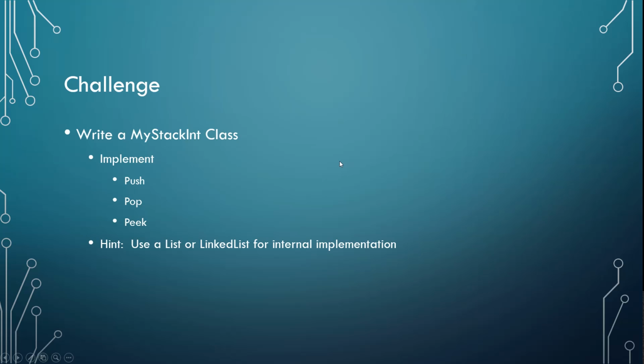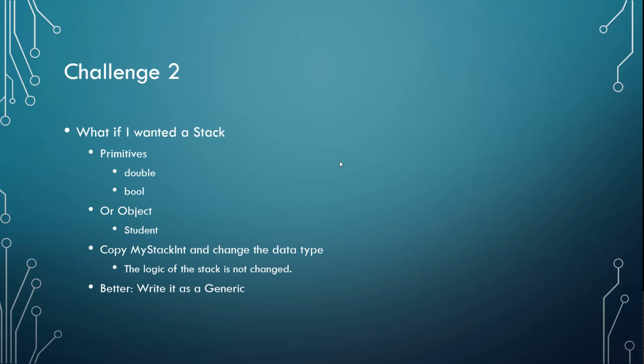All right, so we did challenge one. I showed you my MyStackInt class, and I implemented push, pop, and peek. And I used a linked list for the internal implementation. Challenge 2. What if I wanted a stack of primitives, other types of primitives like a double or a bool, or object stack like student? I could copy MyStackInt and change the data type everywhere. So I'd have MyStackDouble, MyStackBool, MyStackStudent.